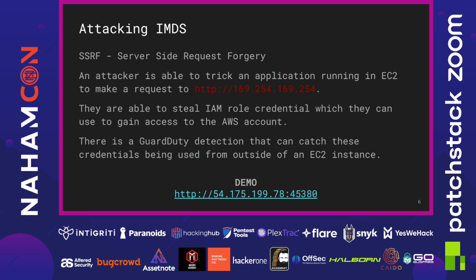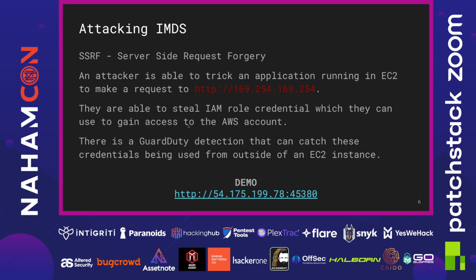In order to attack IMDS, the most popular attack is a server-side request forgery. This is an attack in which the attacker is able to trick an application running in a server, in this case an EC2 instance, to make a request to the instance metadata endpoint. And in this way, they're able to gain the credentials that are being used by that EC2 instance and gain access to the AWS account. Now there is a GuardDuty detection that can catch if these credentials are being used from outside of that instance. So even though it's possible to exploit, it might raise some alerts.